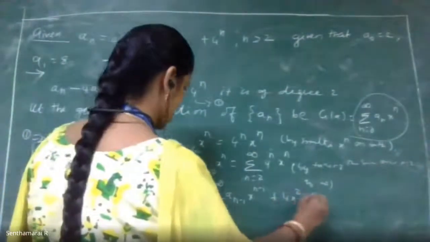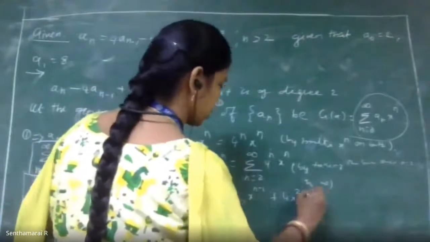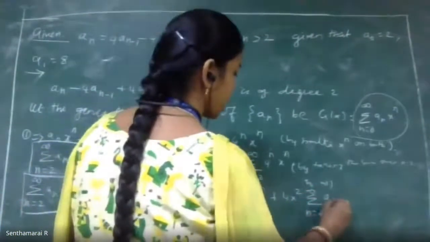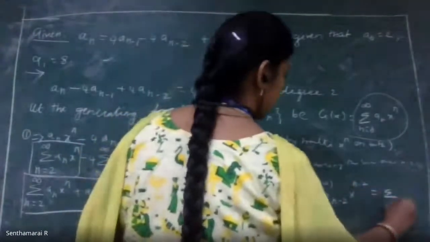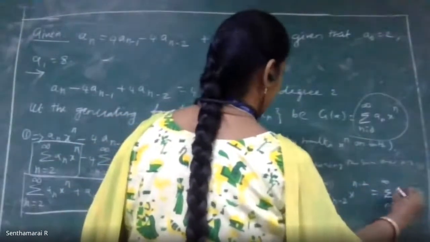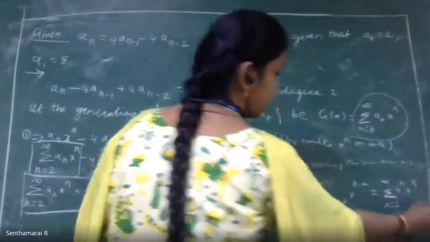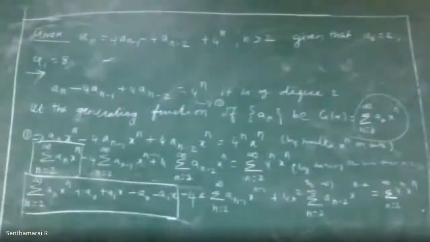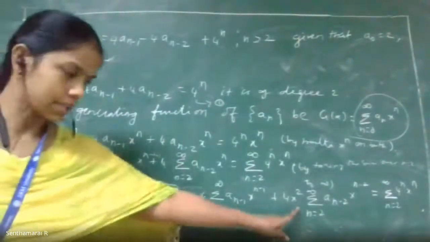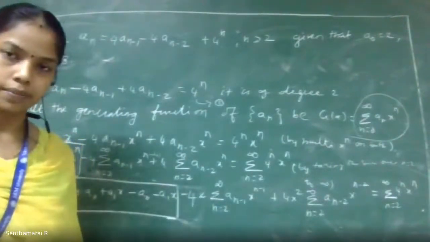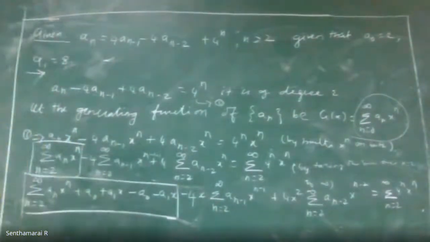The same thing happened in this third summation. Plus 4x squared summation over n equal to 2 to infinity, a n minus 2 x power n minus 2, equal to summation n equal to 2 to infinity 4 power n x power n. The last step, did all of you understand the last step? Why I multiplied x here, here it is x squared, you understood? Shall we go to the next step? Shall I rub the board?